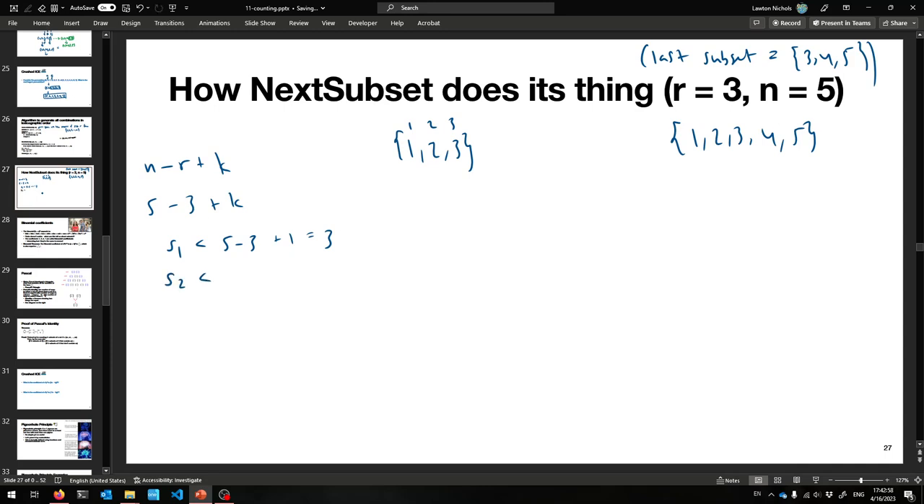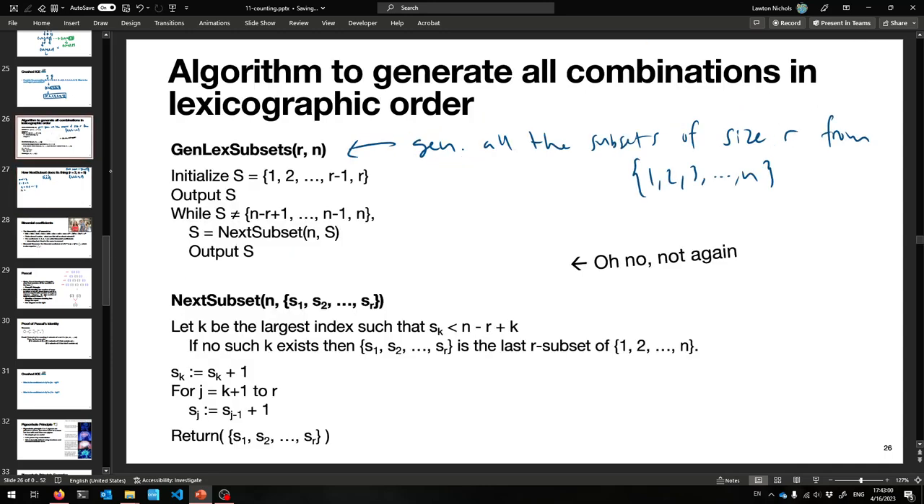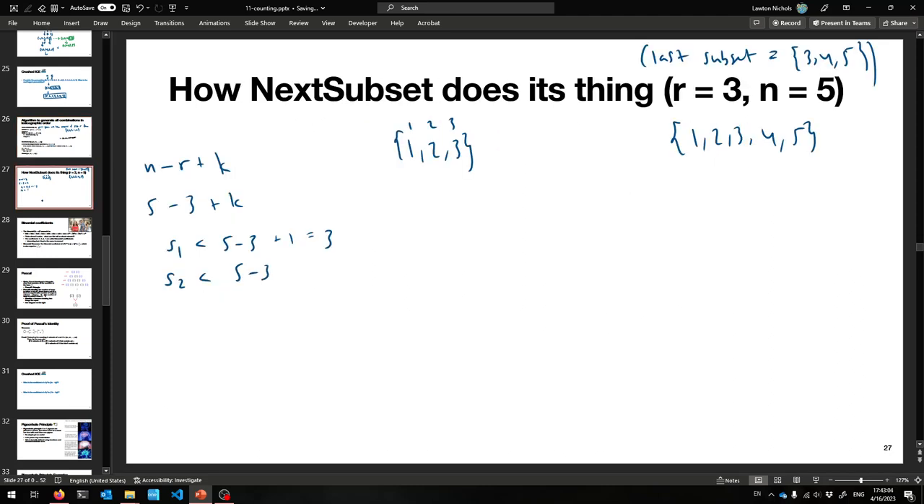What about s of 2? Because that's a bigger index. Is that less than n minus r plus k again, so 5 minus 3 plus 2, because k is 2, that's the index we're considering. What is that? 2 plus 2 is 4. Is s2 less than 4? Yeah, sure it is. What about s3? Is that less than n minus r plus k, 5 minus 3 plus k, which is 3 this time?